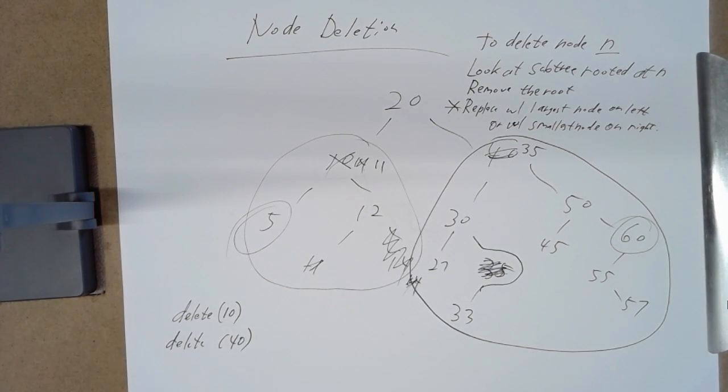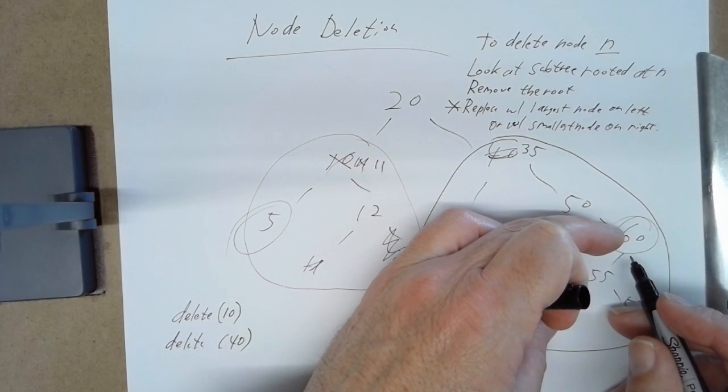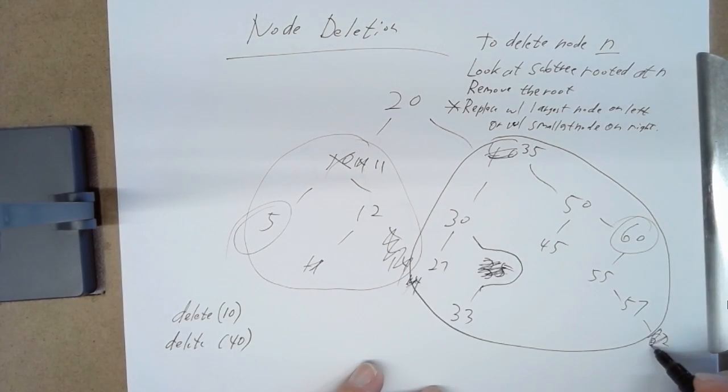So 57 can't have a right child that's 62. It can't because 57 is sitting to the left of 60. Everything to the left has to be less than 60. So that may make quick sense, and then you may doubt it later. I doubt it every time I say it, but I think it works. So just go to the right as far as you can.